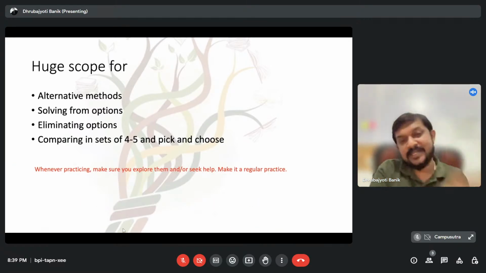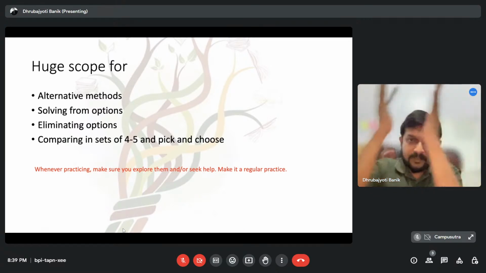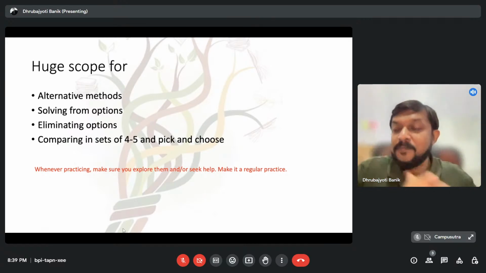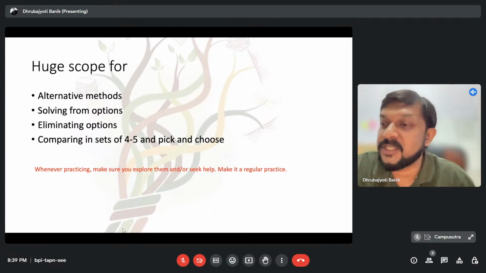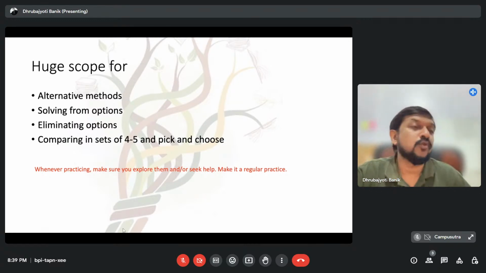Second, as I said, during the test, make blocks of 4-5 questions. Make sure that you compare and contrast and pick and choose these questions, and that is how you will be able to maximize your score in quant.